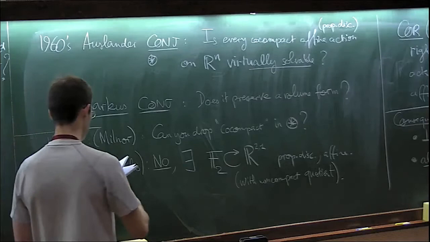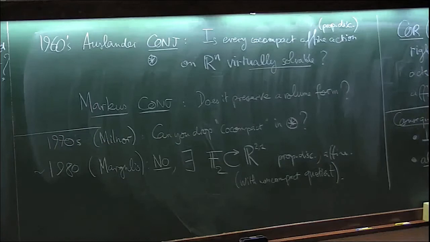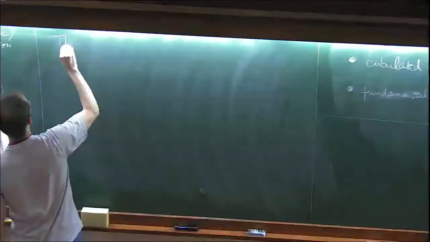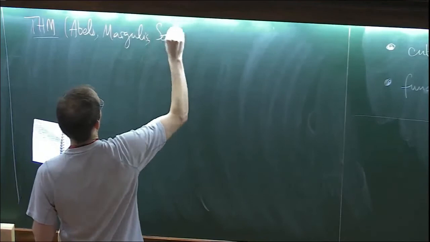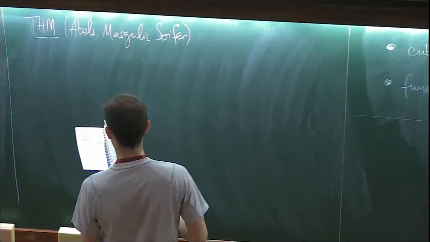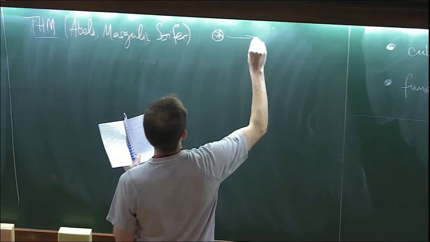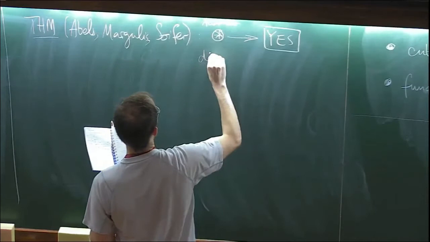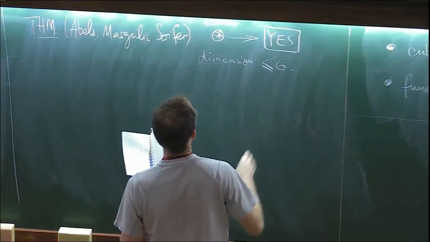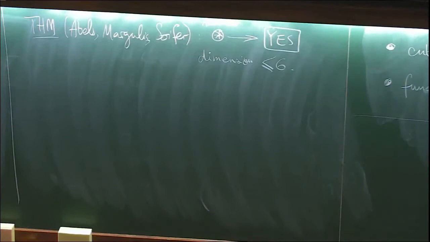So the Coxeter group examples that I just spoke about are generalizations of Margulis's construction. Since then, some progress has been made on the Auslander conjecture. I think the most recent result in that direction is the theorem of Abels, Margulis and Soifer: the answer to Auslander's question is yes in dimension up to 6. And their proof uses the classification of Lie groups in a sort of case by case examination.